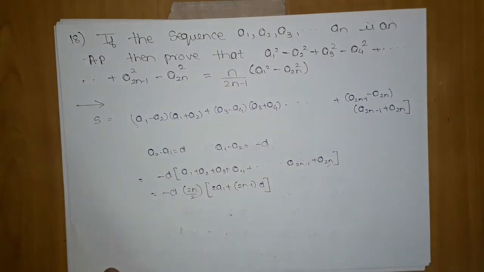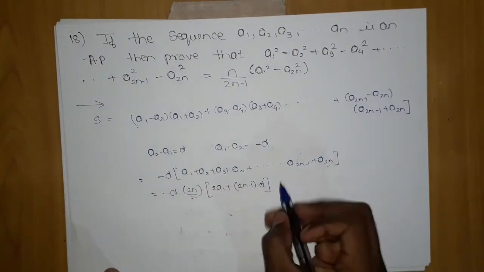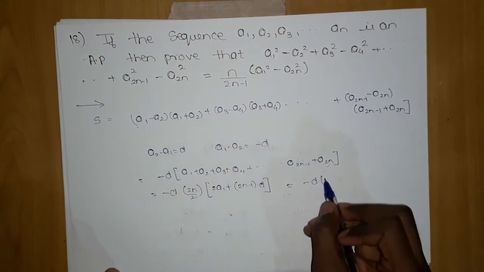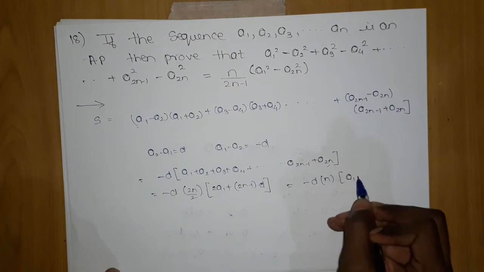But we know the first and last term, so why use this formula? We will go with this. These two will cancel out, giving me minus d times n times (a1 plus a(2n)).